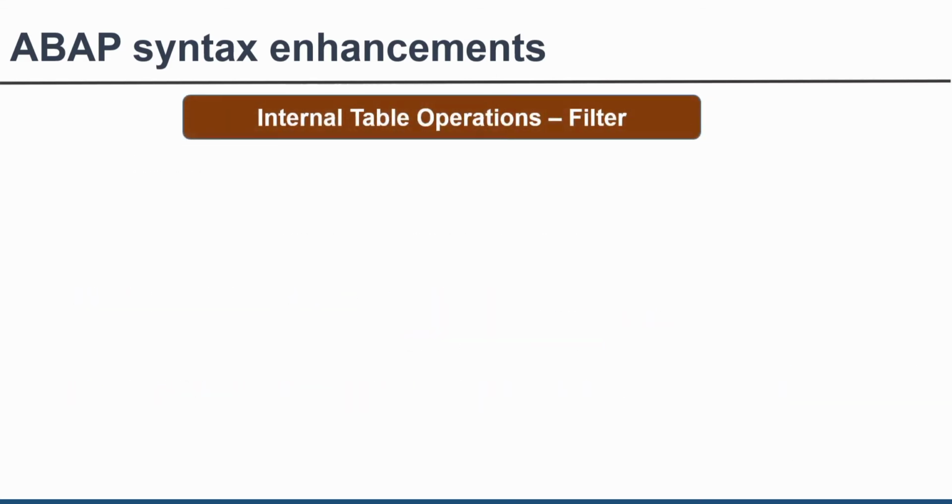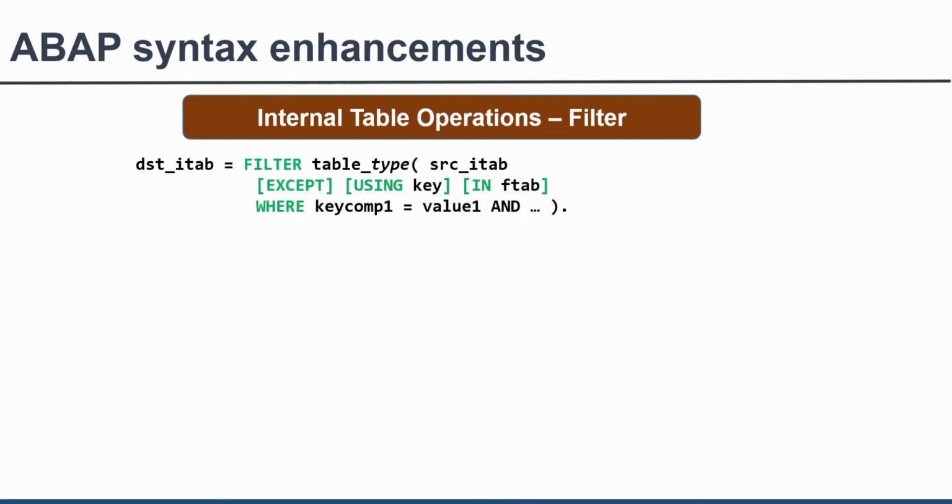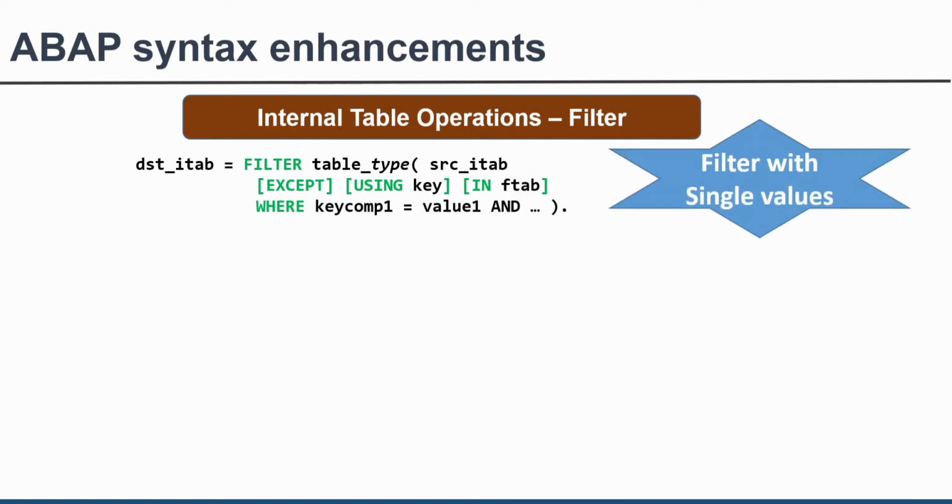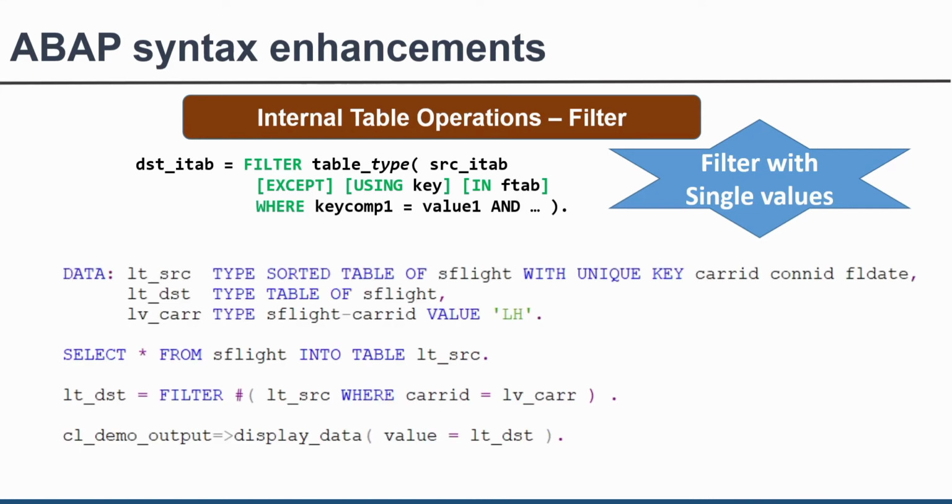Filter operator. This operator can be used on internal tables to filter the data or to retrieve a subset of data into a new internal table. This is the syntax, where it can filter values based on single values or a table of values. Consider the example given on the screen. Here, two internal tables are there. LTSRC is the main internal table, LTDSC is the final internal table. The row types of both internal tables do not need to be identical.